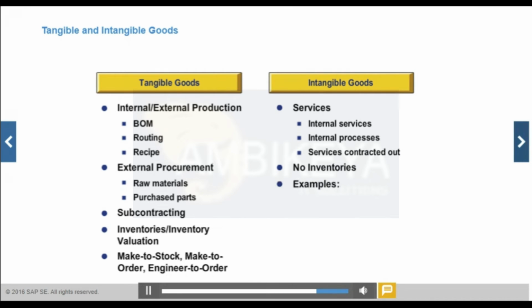Intangible goods are usually services. Examples of intangible goods are as follows. Shipping, that is, packing, storage, quality checking, and so on. Telecommunications, consulting, training.